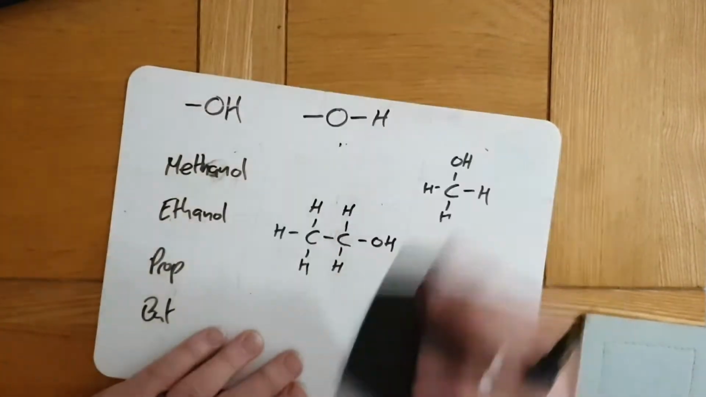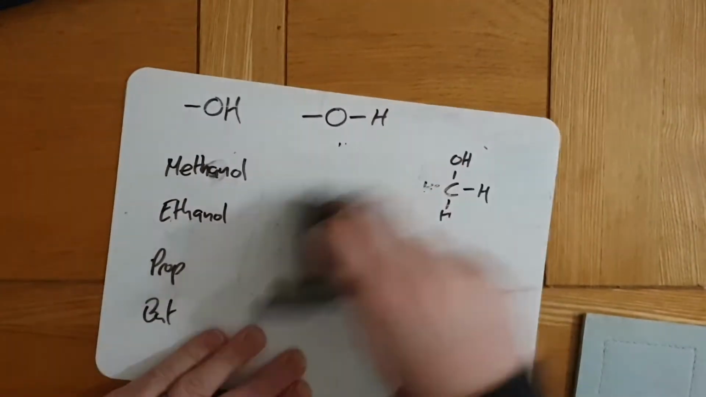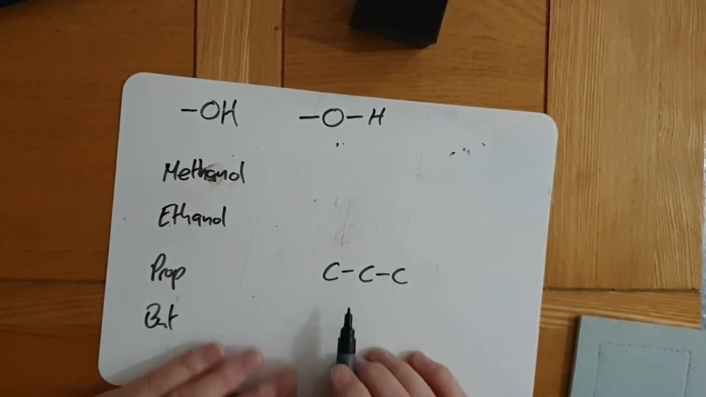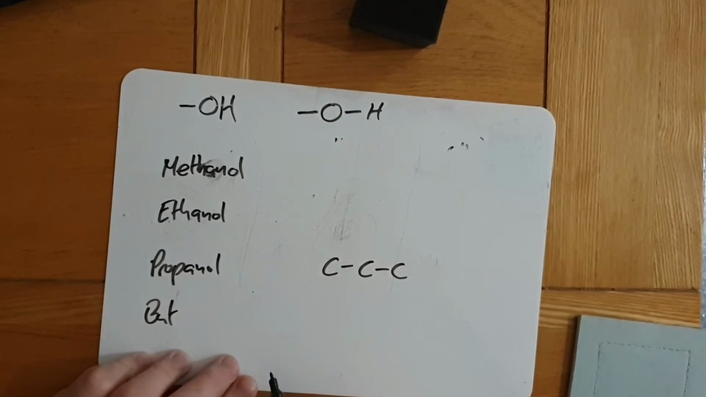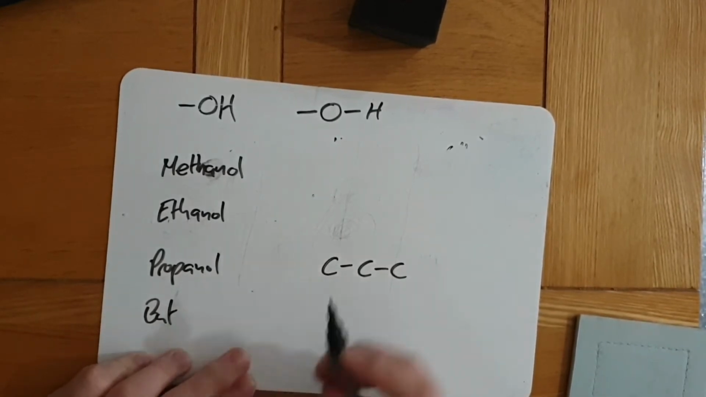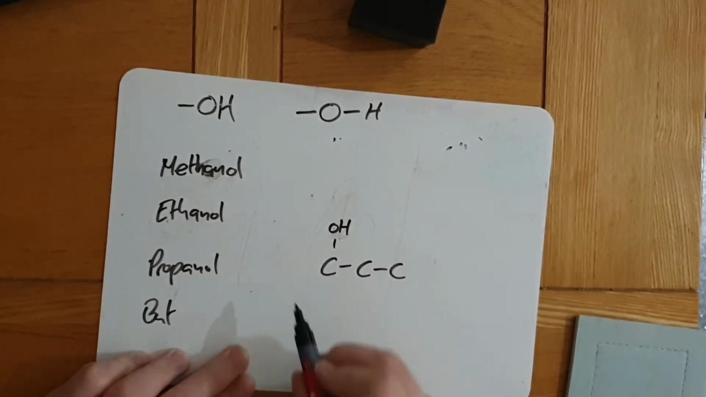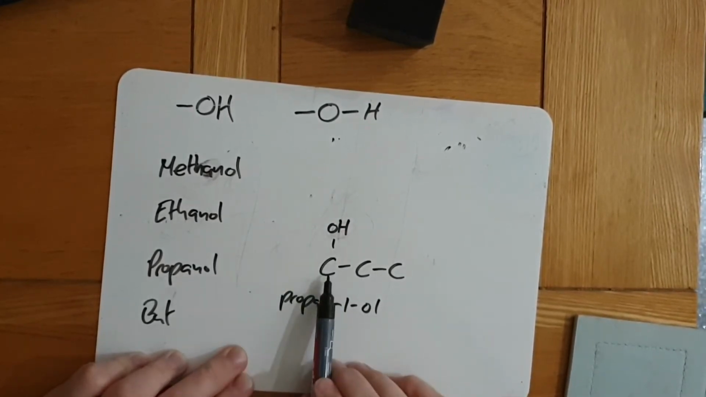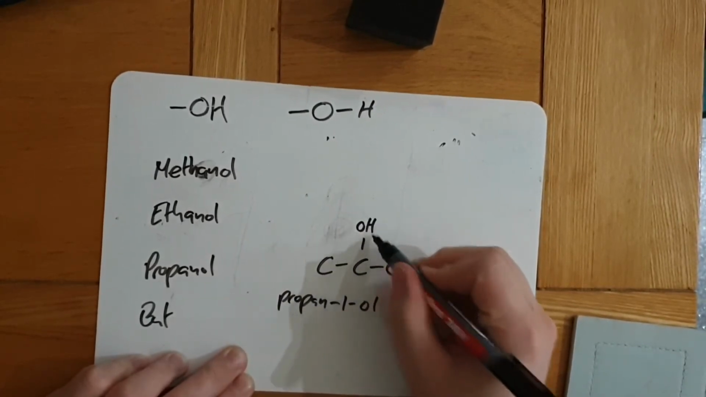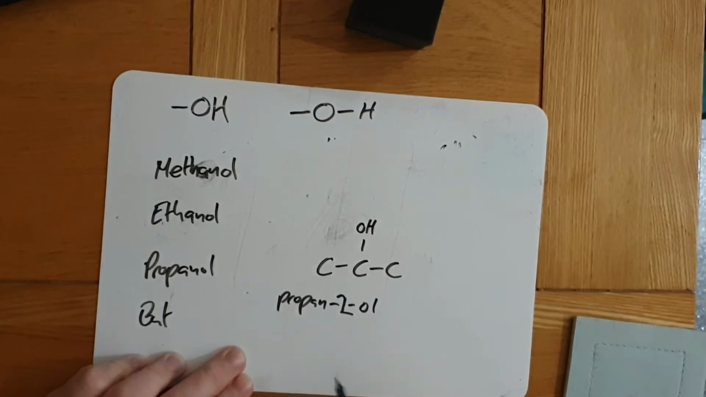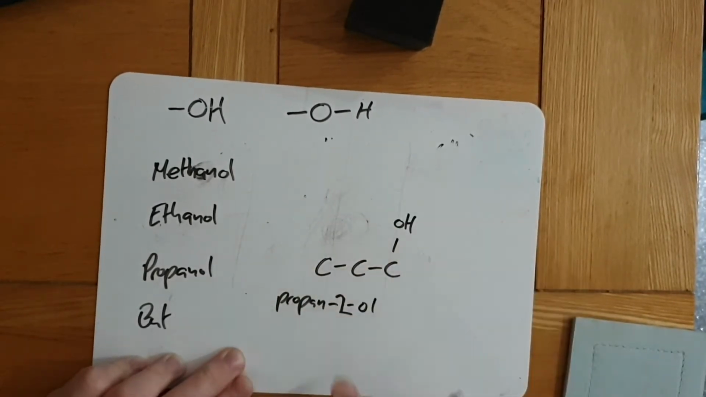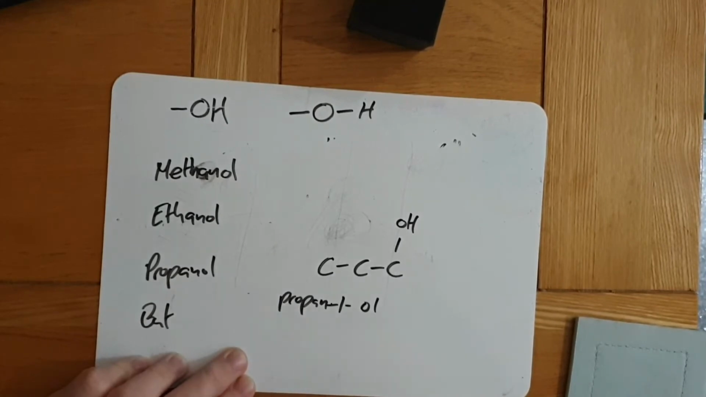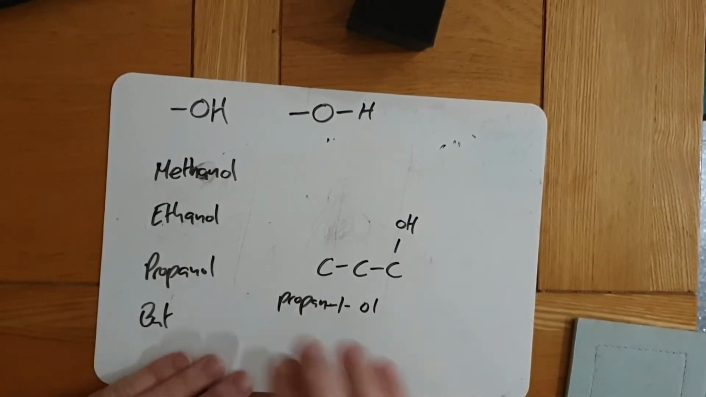Propanol, exactly the same, 1 carbon longer. I'm going to rub this out to make myself some more space. 1, 2, 3. Technically there are 2 types of propanol. If you remember from the last video on alkenes, we started talking about numbers. If I put the OH there, that is propan-1-ol, because the OH is on the first carbon. If I move it and put the OH on this one, that is propan-2-ol. If I put the OH on the last one, it's not propan-3-ol, we go back to propan-1-ol because we can start numbering from the other end.